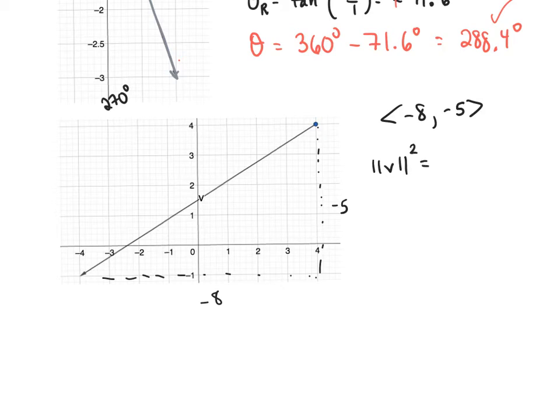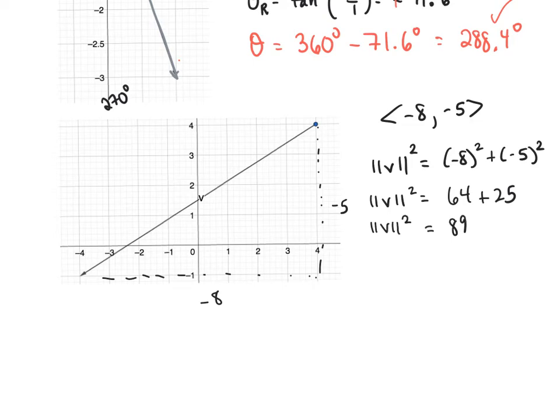Remember the magnitude squared equals the x component squared plus the y component squared, just a simple Pythagorean theorem. So the magnitude of this vector, the length, is going to be 64 plus 25. So the magnitude squared is 89. So we'll simply take the square root. So the magnitude is going to be the square root of 89. So this vector is square root of 89 units long. That's its magnitude. Let's talk about its direction.